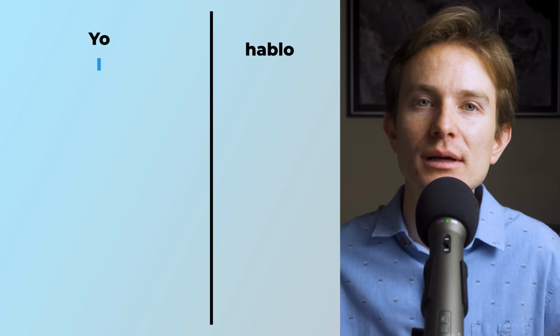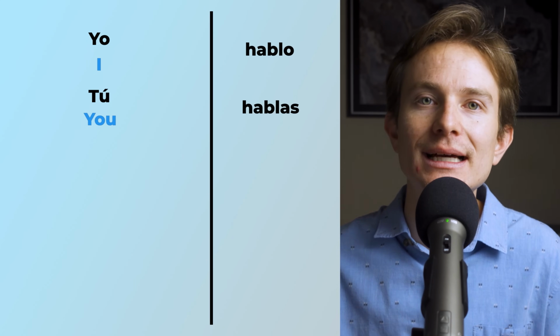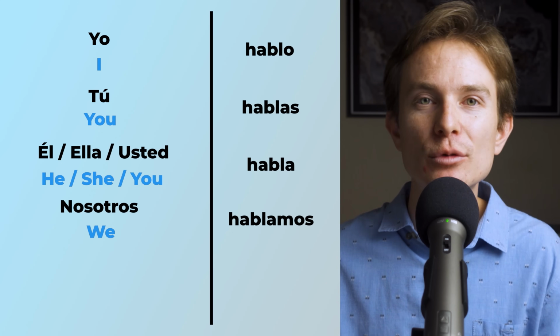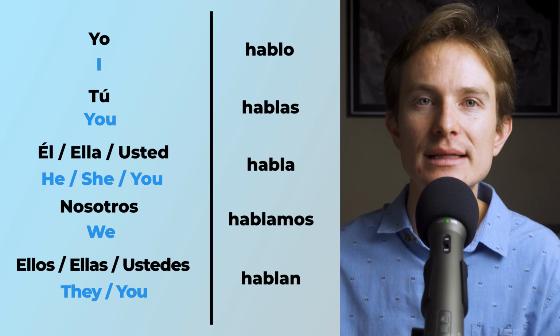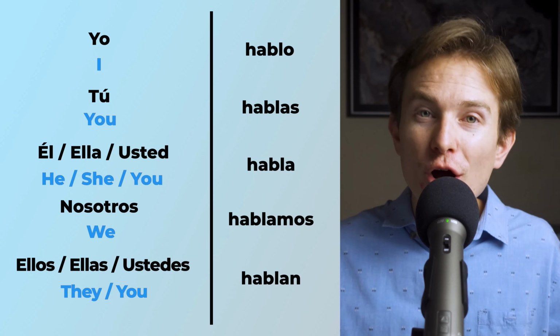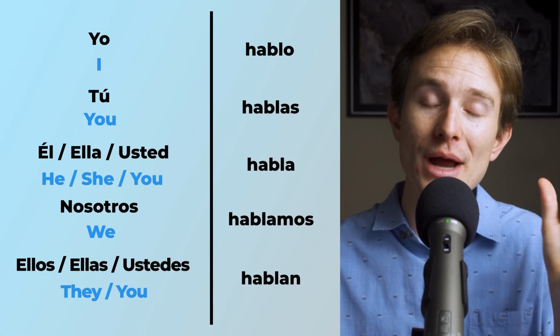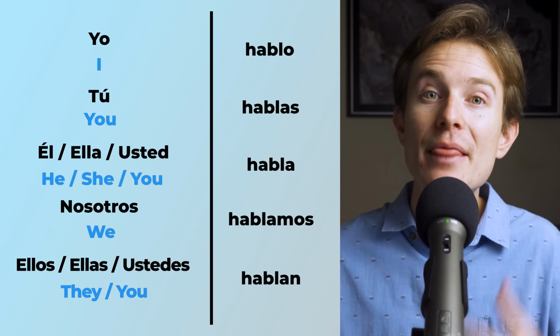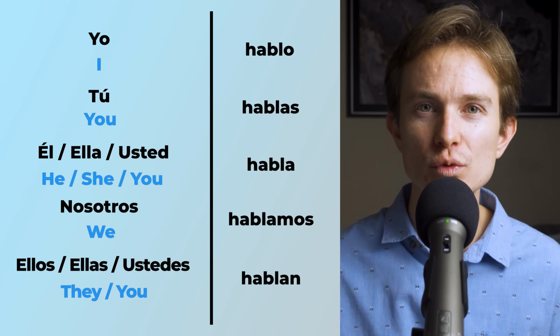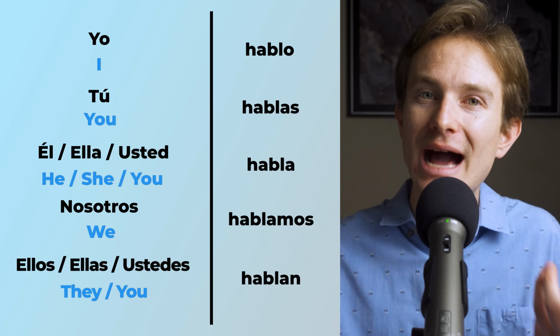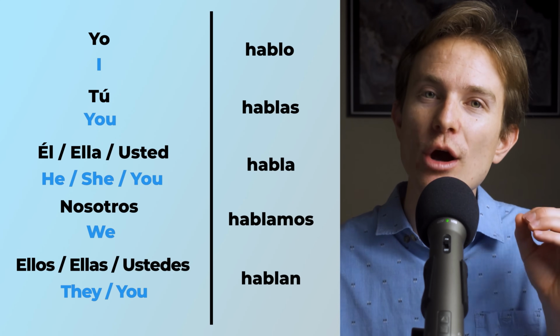So the verb hablar. Yo hablo. Tú hablas. Él, ella, usted habla. Nosotros hablamos. Ellos, ellas, ustedes hablan. Conjugating is super simple. All we do is cut off the verb ending, so either AR, ER, or IR, and then we add on the new ending according to the rule. So if I want to say I speak, I'll cut off the AR ending and I'll add on the new ending according to the rule, which would be O.